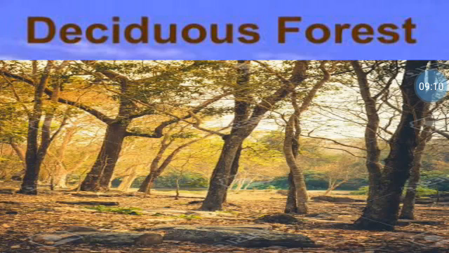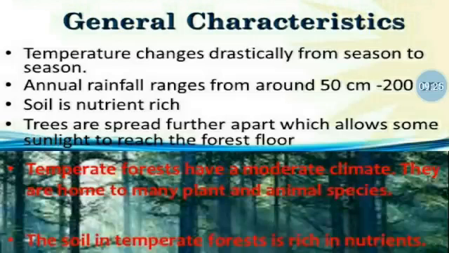Can you see the difference between evergreen forest and deciduous forest, children? Here in deciduous forest, you can see gaps, space between each and every tree. The general characteristics of tropical deciduous forest are: temperature changes from season to season. Annual rainfall ranges from 50 cm to 200 cm.